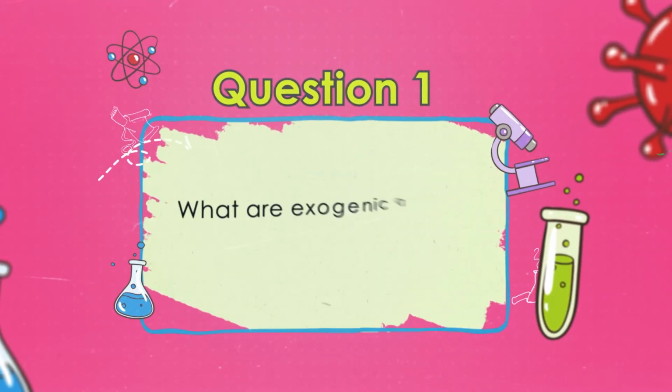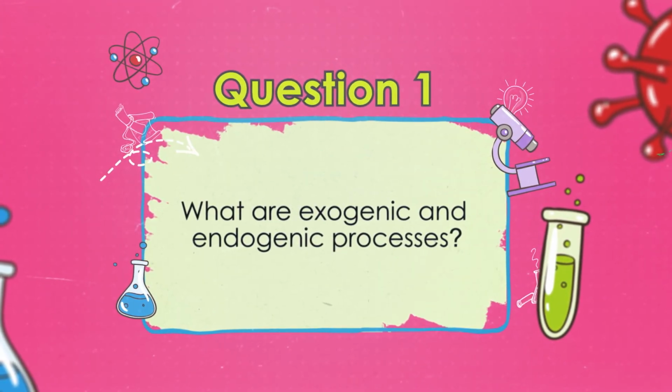Phew, we have learned so much today, haven't we? Stay with me for the next part of our lesson. I hope you will try out the exercises that I have prepared for you based on what we have learned today. Now, let's try the following exercises. Please write your answers in your notebook. Question 1. What are exogenic and endogenic processes?